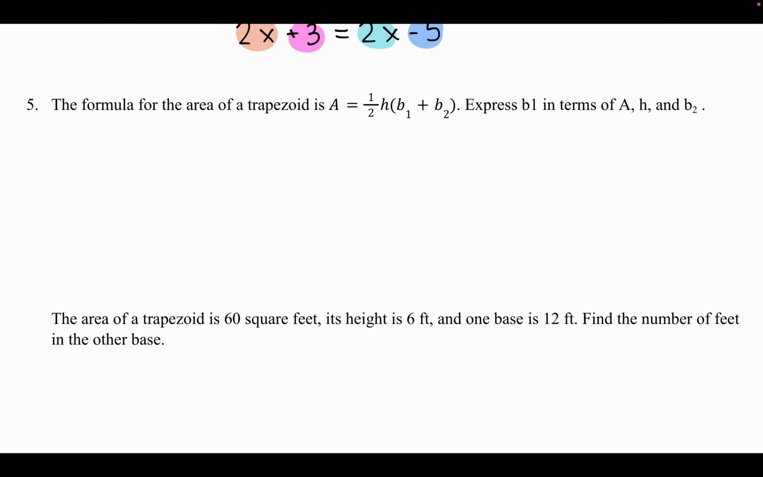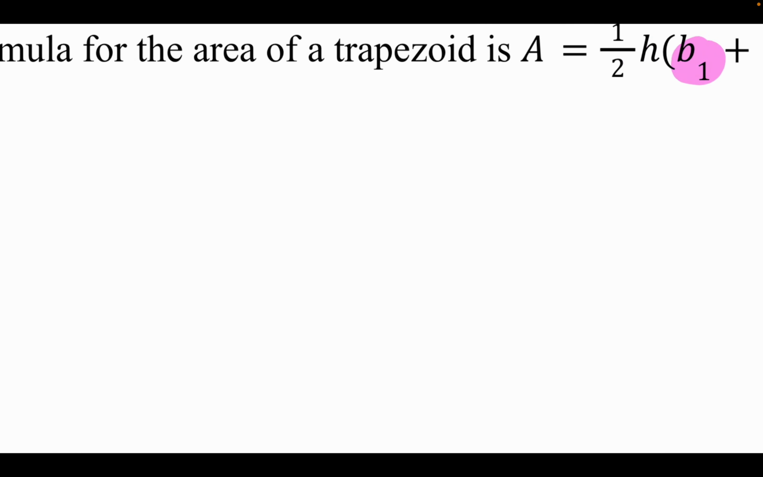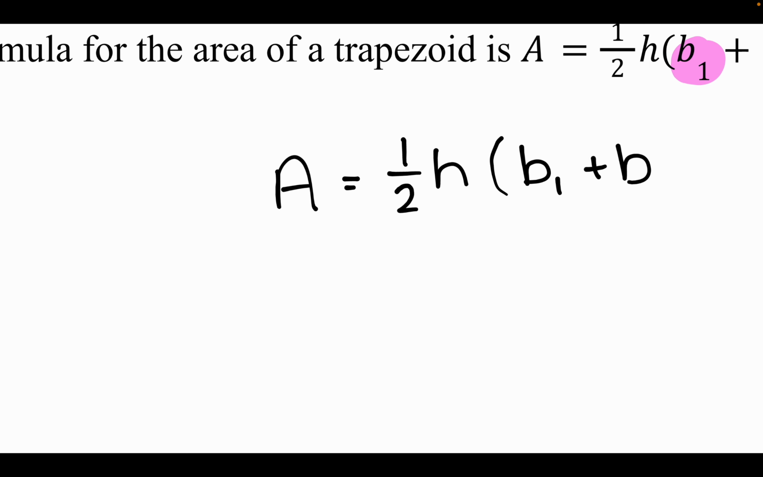For number 5, the formula for the area of a trapezoid is A equals 1/2 the height times base 1 plus base 2. Express B1 in terms of A, H, and B2. So we want to isolate B1. So our first step is let's just write that equation all over again. So we have A equals 1/2 H times B1 plus B2.